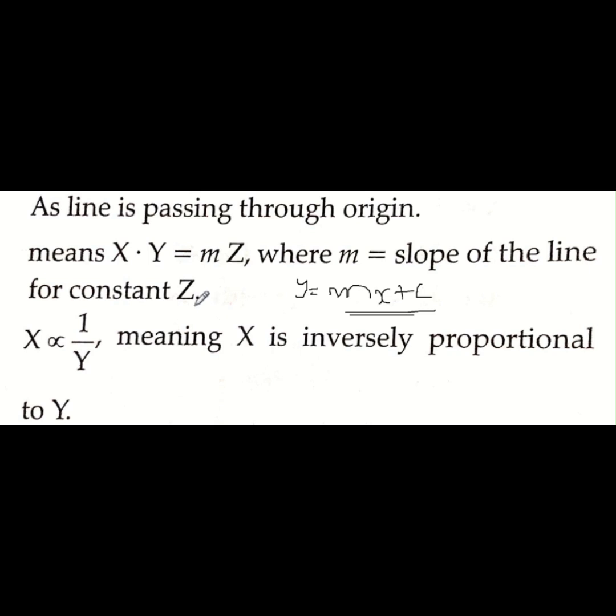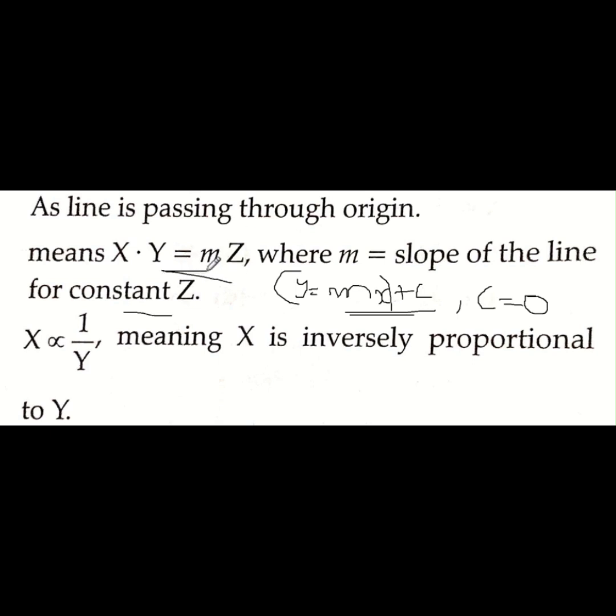Then you can see here c is equal to 0 because this line passes through the origin, so there should not be any intercept. So it is simply y is equal to mx, the basic straight line equation for a line passing through the origin. So from the relation here, x is directly proportional to 1 by y. That means x is inversely proportional to y for a constant z.